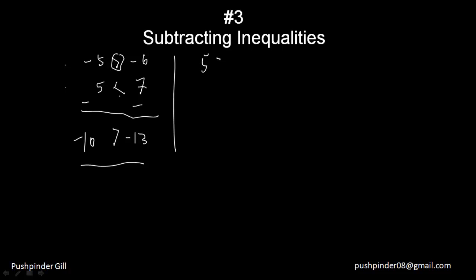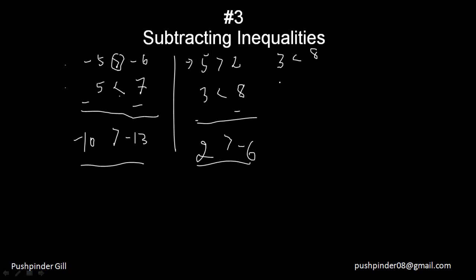Let's say 5 is greater than 2 and 3 is less than, let's say, 8. Now again, you are subtracting the inequalities, so you're gonna keep the sign of the top one. So you say greater than. 5 minus 3 is 2 and 2 minus 8 is negative 6. So again, even if you start with 3 is less than 8 and you say 5 is greater than 2, now you want to subtract. Now you have to keep the sign of the top one, which is less than. 5 minus 3 is negative 2 and 8 minus 2 is 6. Again you get an inequality which is true.